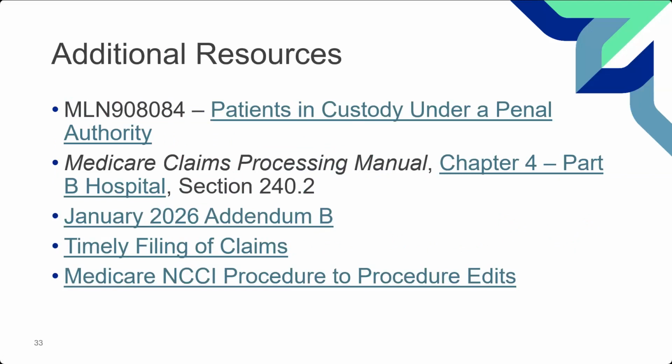Then we also have the manual section about the revenue codes that are not allowed on a 1-2X type of bill. Third bullet takes you to Addendum B, which will show you the status indicators for particular codes. So you can check to see if it's separately payable or considered an inpatient only code.